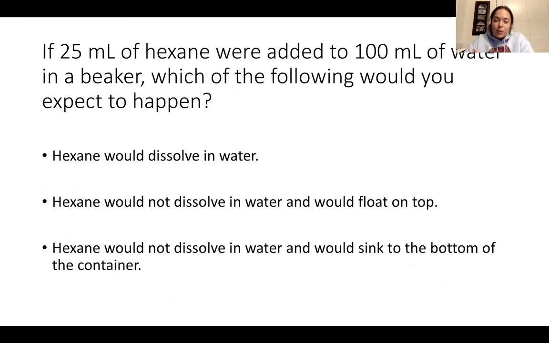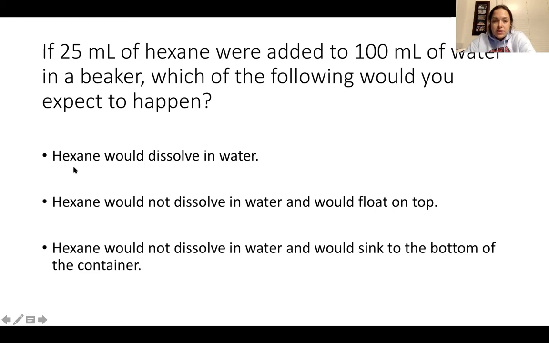And this is something we've already covered in our general chemistry portion of this class. So you should know that hexane is non-polar. From before, you should know that water is polar, and that non-polar substances do not dissolve in a polar substance. Remember, like dissolves like. So non-polar substances dissolve in other non-polar things, and polar substances dissolve in other polar substances.